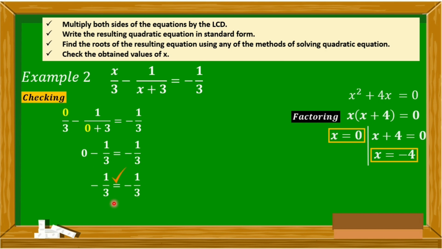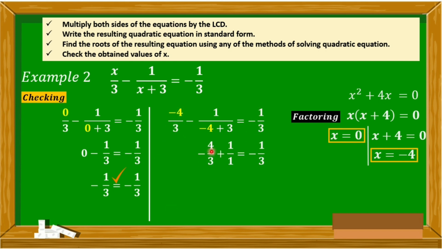So, 0 minus 1/3 is negative 1/3, then bring down negative 1/3. Okay, so check. Then, next value of x is negative 4. Palitan lang natin yung x ng negative 4. So, negative 4 over 3 minus 1 over negative 4 plus 3 is equals to negative 1/3. Negative 4 divided by 3 is negative 4/3. Then, 1, copy. Negative 4 plus 3. So, ima-minus natin yan. So, negative. The answer is negative 1. Negative 1 times negative dito. Kaya, positive 1 yung sagot natin. Then, copy. Negative 1. Ito muna yung solve natin.